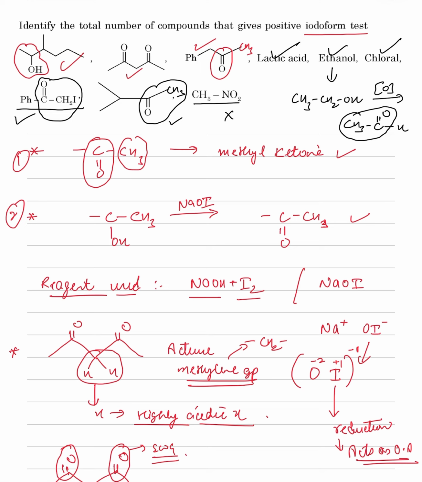So how many molecules are there? We have a total of 7 molecules which will show you the positive iodoform test. And which among those are there? You have easily seen and understood how they are showing it, right? So I hope you understood the concept of the iodoform test in this video. I hope you understood it properly.